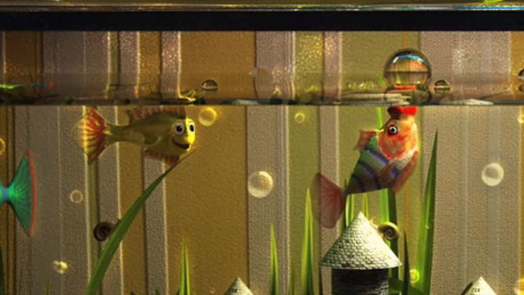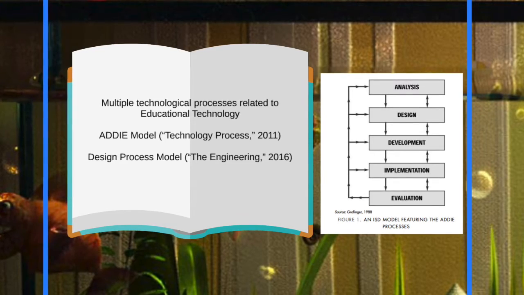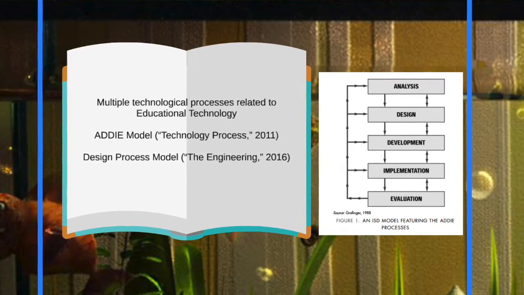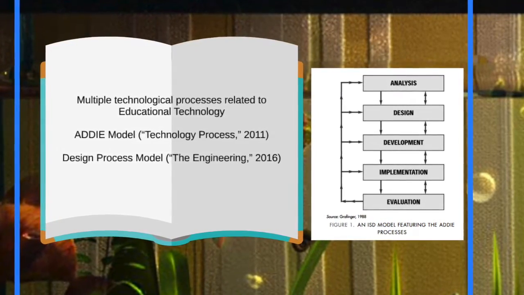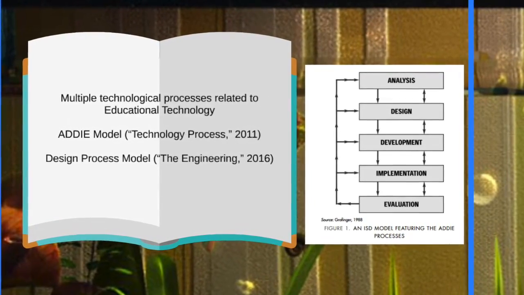and make sure that they are the best swimmers they can be. To that end, it is important for the fish to understand the process behind swimming, just as it is important to understand the technological processes behind educational technology. There are a wide variety of processes within the field of educational technology. Although its origins are unclear, the ADDIE model of analysis, design, development, implementation, and evaluation is considered one of the major processes that comprise the generic instructional systems development process.